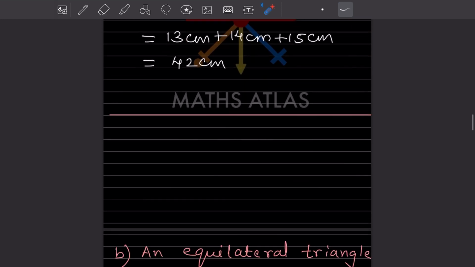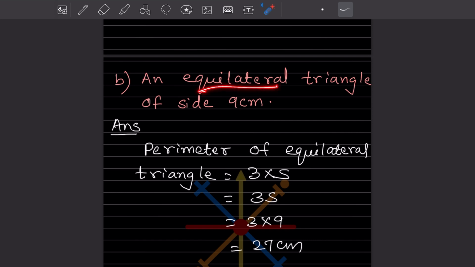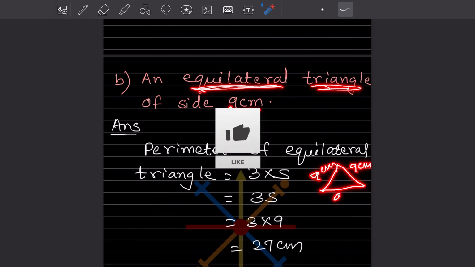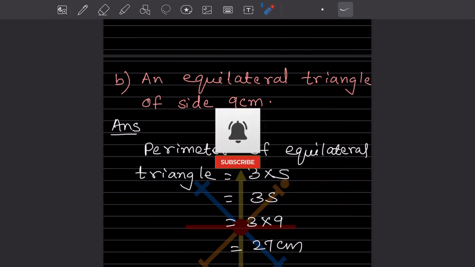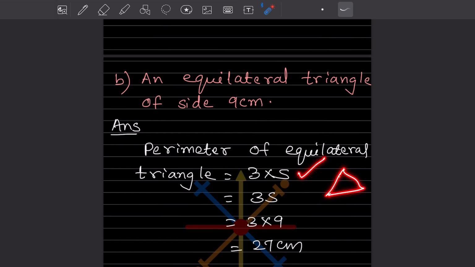Hope you got it. Now here, equilateral triangle. What do you mean by equilateral triangle? All the sides are the same. So the side is 9 centimeter, which means this also is 9 centimeter, this also is 9 centimeter, and this also is 9 centimeter. So you can directly write the formula for that. Perimeter of equilateral triangle is 3 multiplied by s, meaning all the sides are the same and there are 3 sides for a triangle. So 3 multiplied by s, where s is given as 9. I wrote this step extra, and then I put the 9 over here. So this is 27 centimeter.